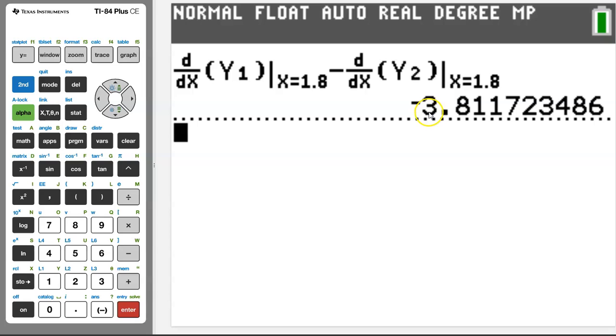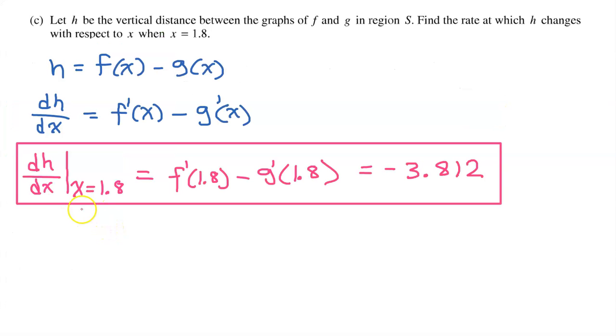Negative 3.812 if you round up. You're allowed to truncate, so the College Board will also accept negative 3.811. There are no words that we need for this final answer because these symbols express all of the words we need. The rate of change of h with respect to x when x is 1.8 is equal to f prime at 1.8 minus g prime at 1.8, which equals negative 3.812.